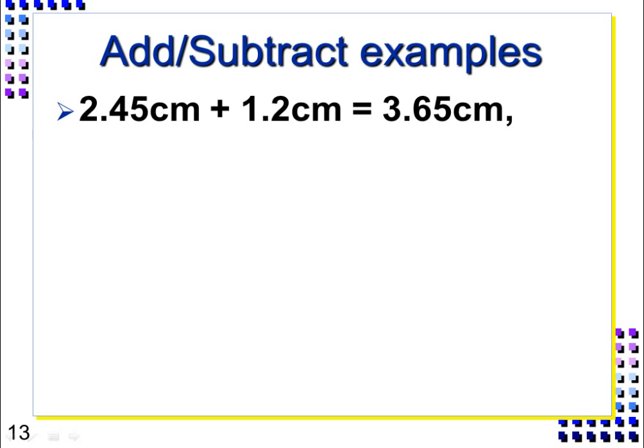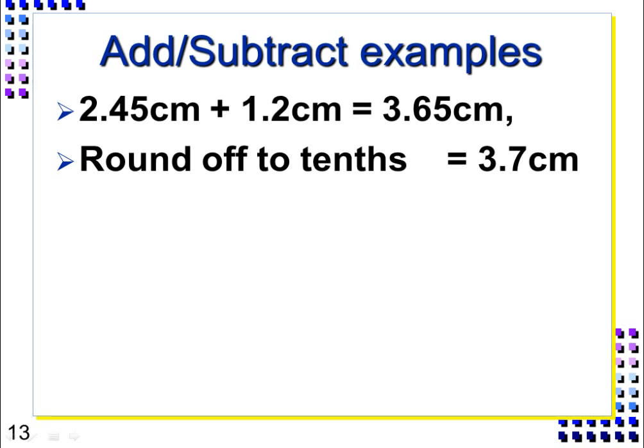As an example, 2.45 plus 1.2 gives us the final answer 3.65 on the calculator. But the number 1.2 is only to the first decimal place. So therefore our answer needs rounded off to the first decimal place. So we are rounding that 6. We look back at the 5 behind it. The 5 tells us to round up, so our final answer is 3.7.